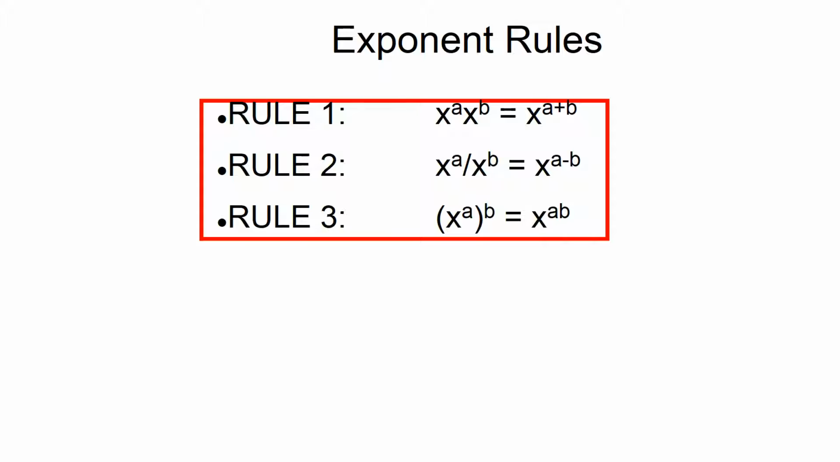We could write that out as non-exponential numbers. 10 times 10 is 100. Happy with that? Excellent, lots of smiley faces. 10 to the power of 5 is 100,000. 100 times 100,000 is equal to 10 million.